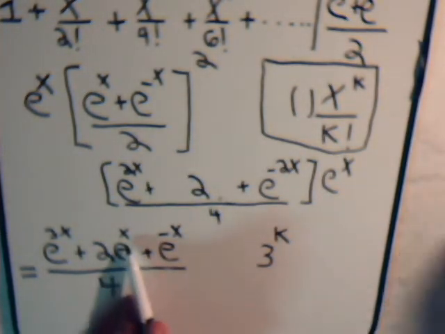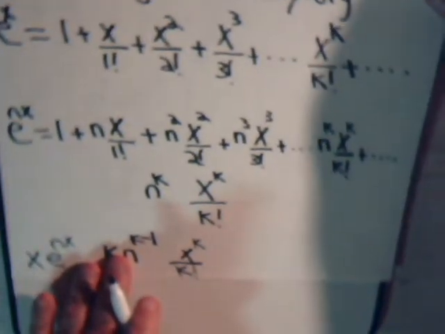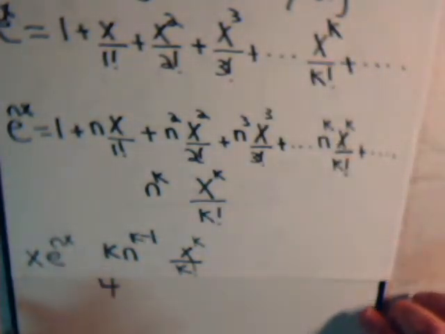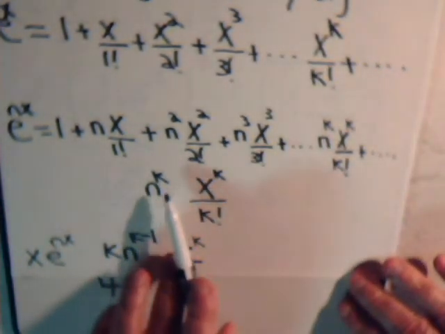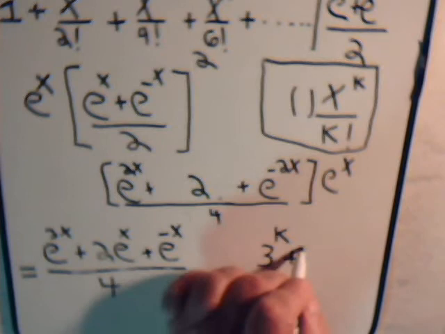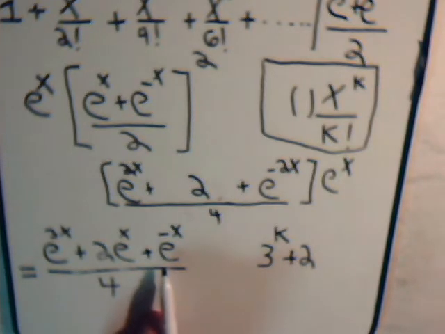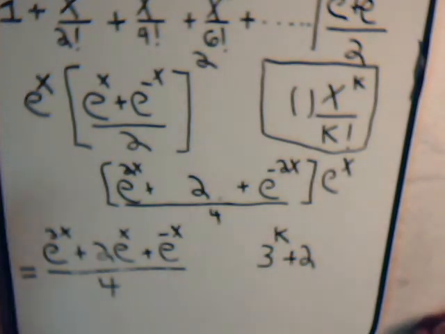Here, n is just 1, so it's just going to be one to the k power, which is 1. So that would be plus 2 times 1 plus 2. And then here we have e to the minus x. Now, in this, you may have noticed this from the previous videos, the coefficient of that is minus 1 to the k.